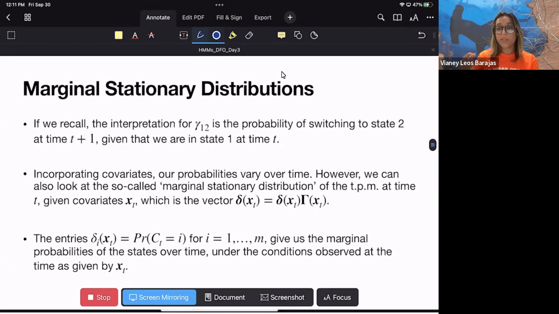Now, beyond just incorporating these covariates and looking at how these values of gamma change over time, where we have the interpretation that gamma sub 1,2 is the probability of switching to state 2 at time t plus 1, given that we are in state 1 at time t, and we can incorporate covariates so our probabilities vary over time, we can also look at the so-called marginal stationary distribution of the transition probability matrix at time t, given covariates x of t, which is this vector.